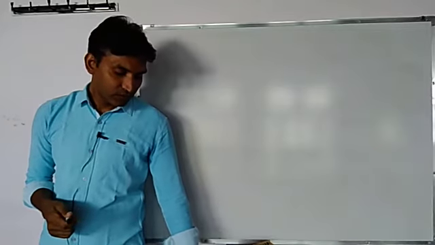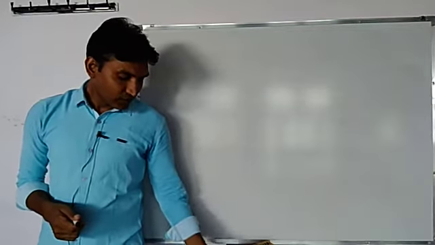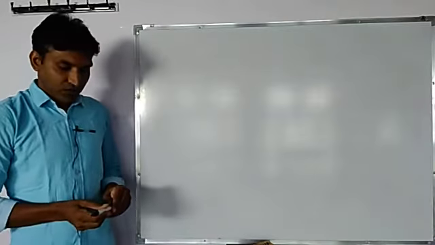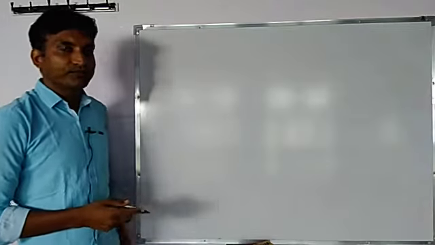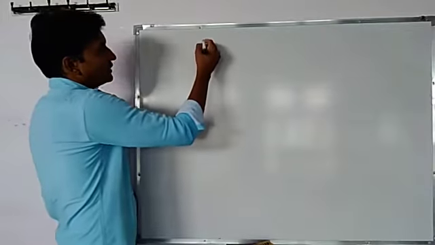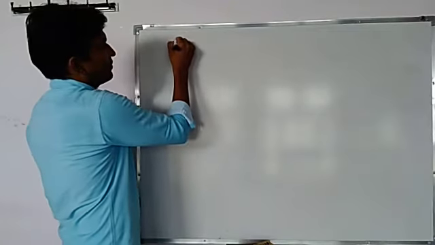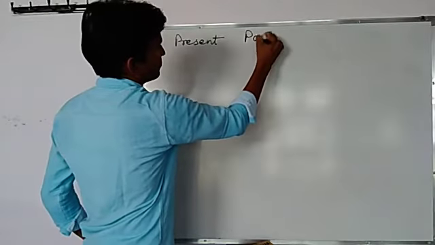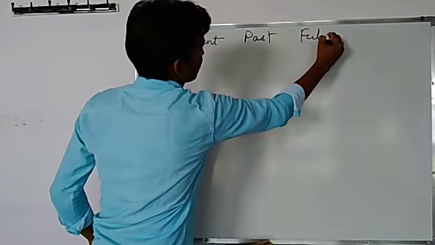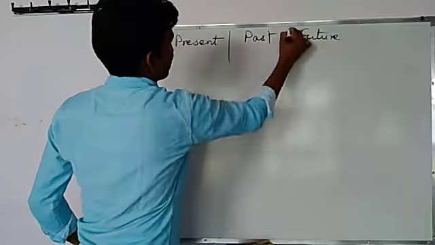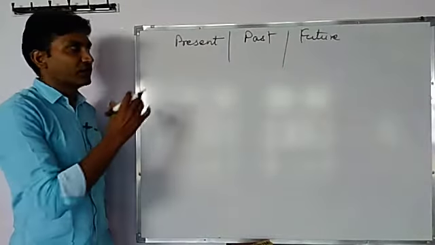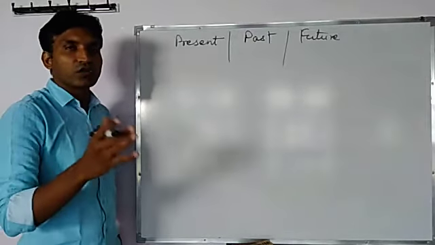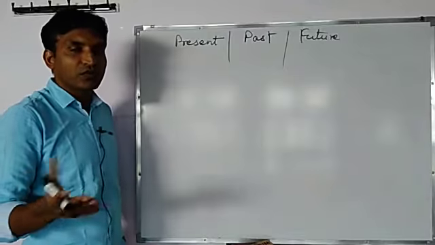So guys, I am starting with tense. Listen, you know well that tenses are of three types: present, past, and future. And each tense has its four branches. According to the state of an action, they are divided into four types.